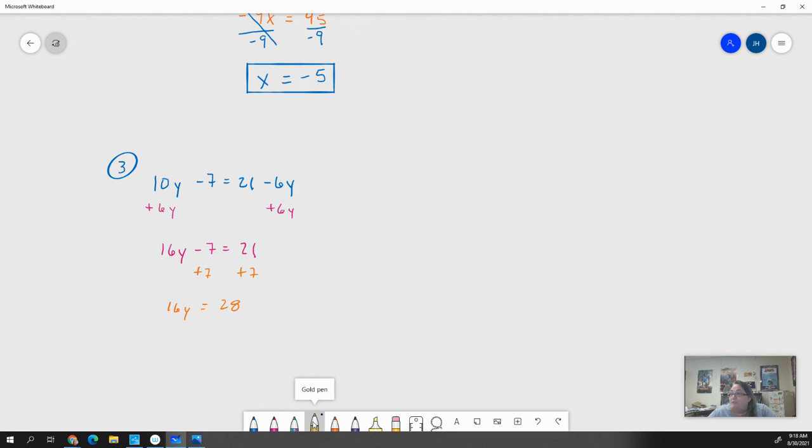How did the 2 turn into a 28? There's no 2. It was a 21. That's a good question because it's an ugly 1. I could tell why you might think that. So we are going to divide by 16.